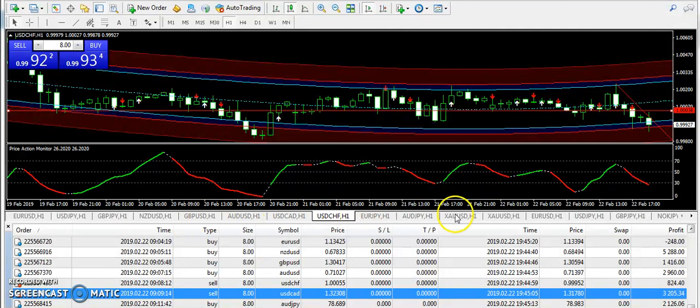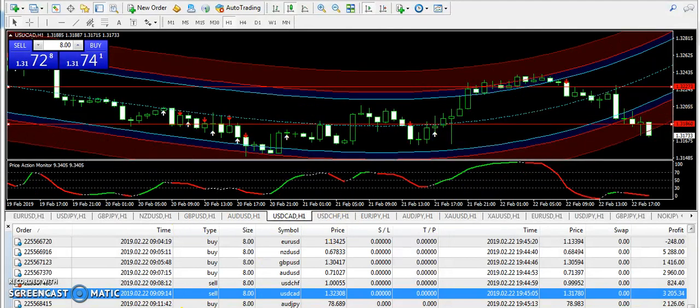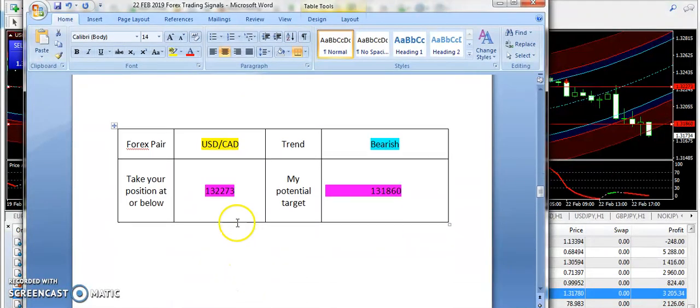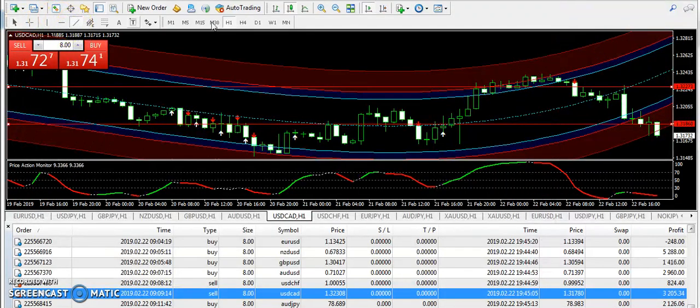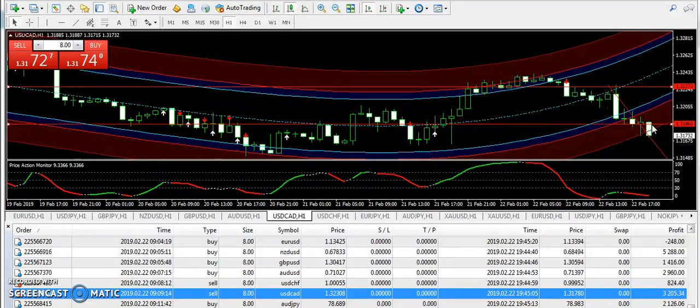Okay, now let's talk about the USD Canadian dollar. We have seen a big drop here, and we had already predicted this drop early in the morning. 132273 was the bearish entry, and 131860 was the target price. And guys, if you look at the chart here on USD Canadian dollar, the market already hit the target price. So I congratulate all those traders who have taken the sell positions today on the recommendations of 200forexwebs.com.